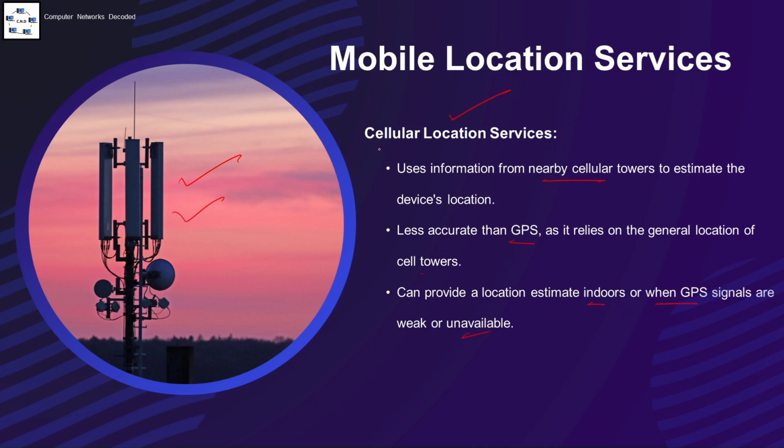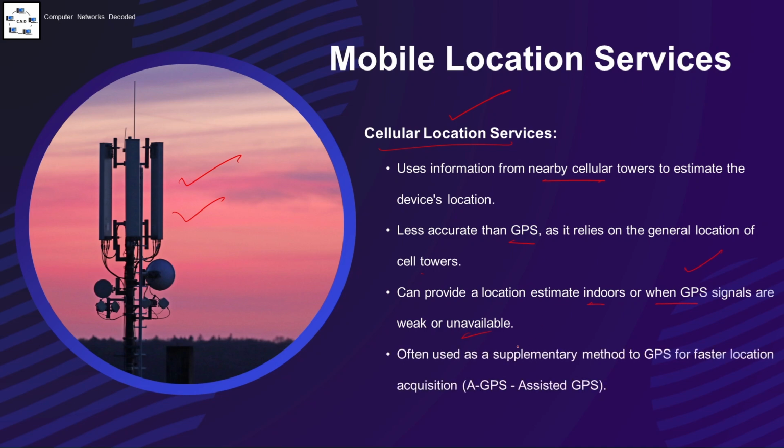This cellular location service can also be used indoors because mobile signals are available indoors as well as outdoors, and it can be used as an alternative to GPS when GPS is not available or when you are indoors. It is often used as a supplementary method with GPS for faster location acquisition, in applications such as AGPS, which stands for Assisted GPS. AGPS basically uses the cellular location service.